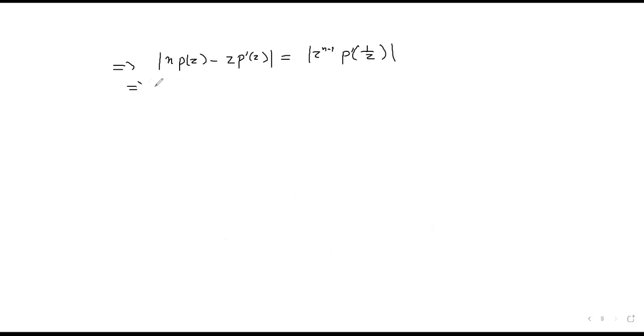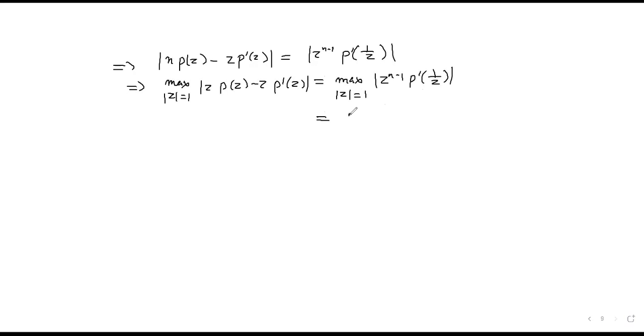So which implies that the maximum over mod z equal to 1 of |z p(z) minus z times p dash of z| is the same as the maximum over mod z equal to 1 of modulus of z raised to power n minus 1 p dash of 1 by z, which is the same thing as the maximum over mod z equal to 1 of p dash of z. Now again you have to check this, it shouldn't be that difficult.